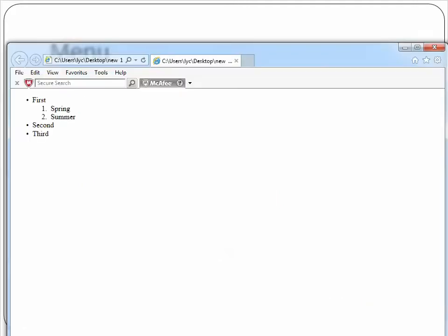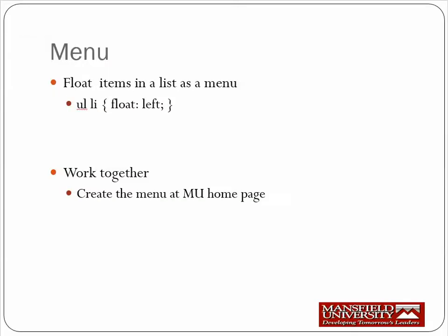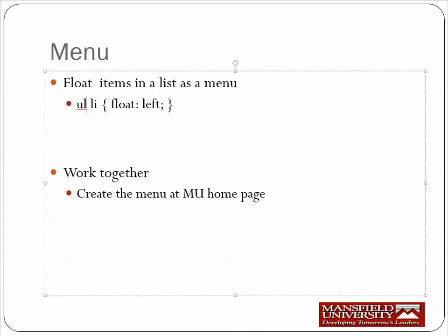Then how about the menu? Actually, a list could be a menu, right? If we put those list items as some links, we can get a menu. But we also can have a menu horizontally. So if we want to have a menu horizontally, how can we do that? We use float. Pay attention that we have UL li float list. We want to float the list. So not only the UL, you should put the li after it, with a space between them, and float the list.